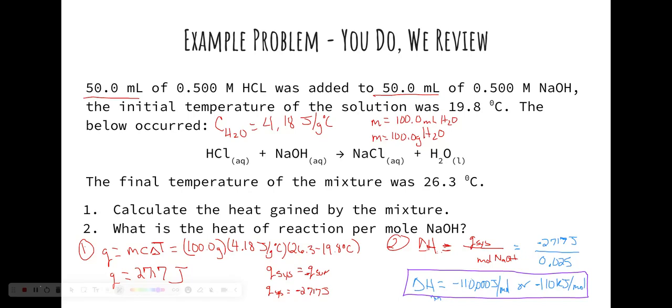How did I get moles of NaOH? Well, we take 50 milliliters. We divide that by 1,000, so we have 0.05 liters. Multiply that by the molarity, and we're in moles. So that's where that 0.025 comes from. We divide them out, and you'll get negative 110,000 joules per mole, or to keep things nice and simple, negative 110 kilojoules per mole.